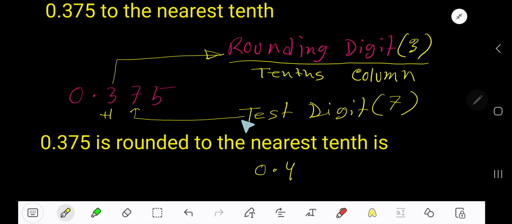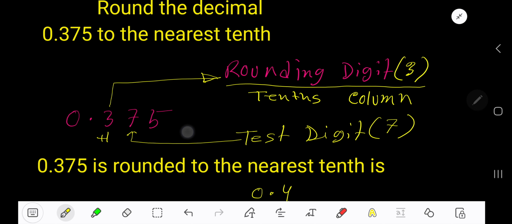Okay, first identify the rounding digit, then the test digit. If the test digit is equal to 5 or greater than 5, add 1 to the rounding digit. The rounding digit is the digit you are rounding to.